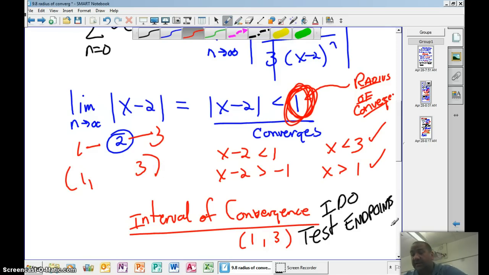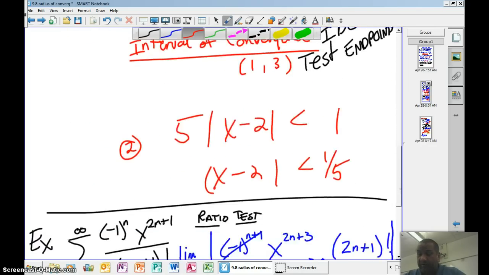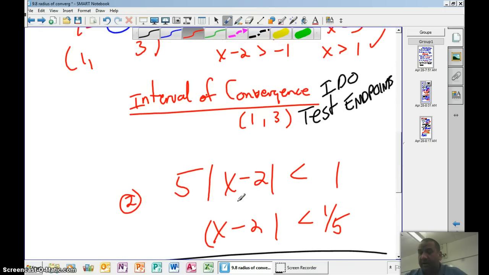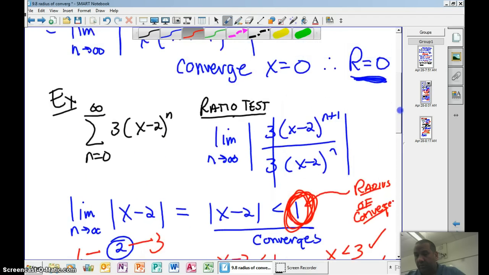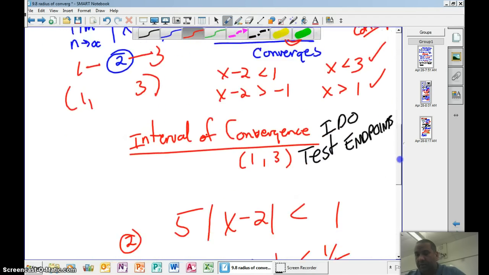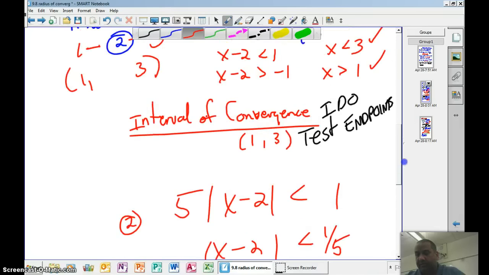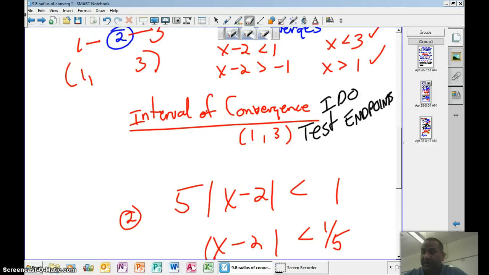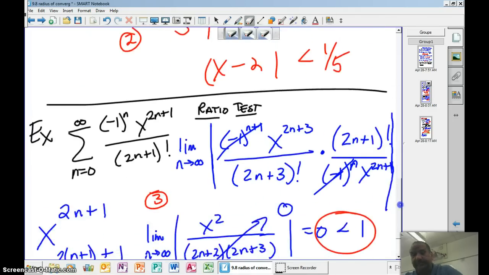Now, I need to test the endpoints because those endpoints could make it convergent. So let's do that. If I plug in over here, where am I plugging 1 in? Okay, it says I do test the endpoints, but I don't see me testing any endpoints. All right, let's come back to that. Let's erase that. See, we can just erase our memory like that.